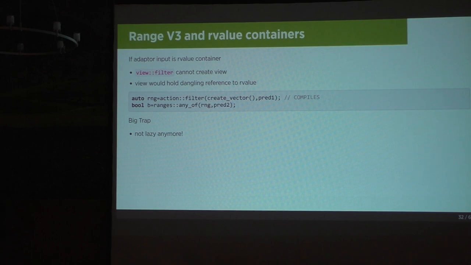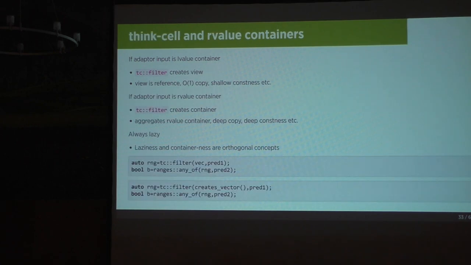Well, the bad thing is that now they actually do all the work up front. If they only need the first element, that's the whole point of ranges, they still filter the whole range first. And that's really a shame. So I think these things should be orthogonal. In the think-cell library, that's something that worked very well for us.